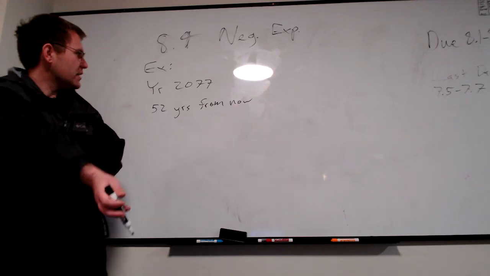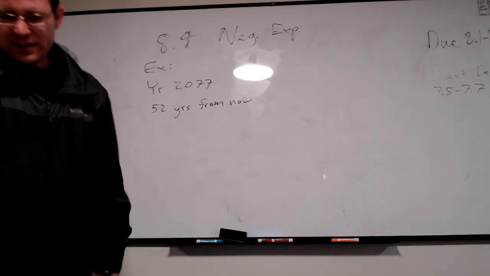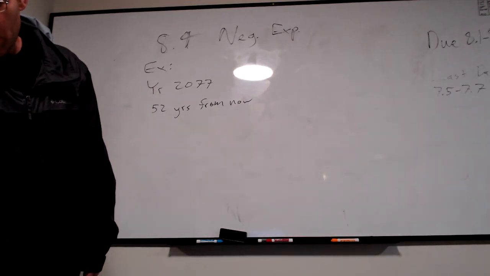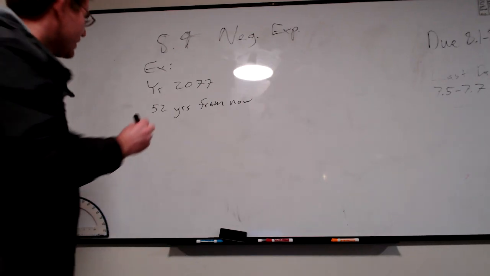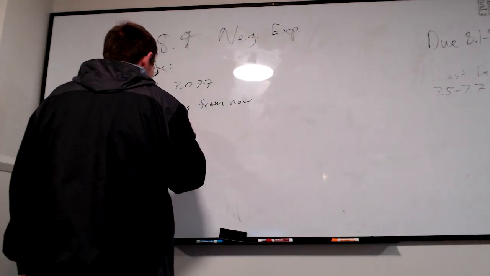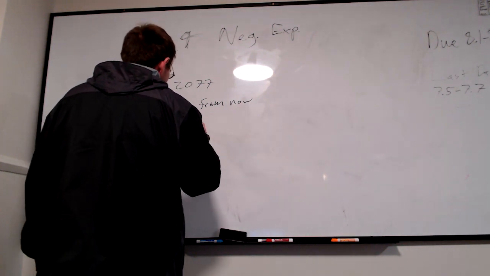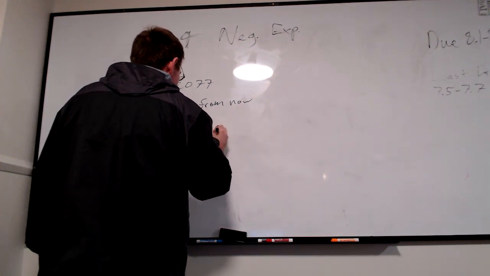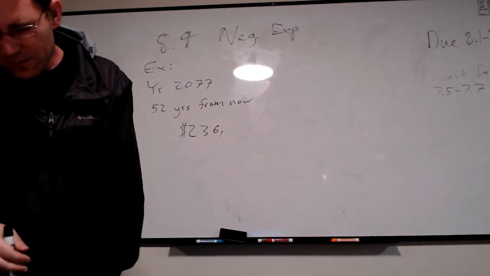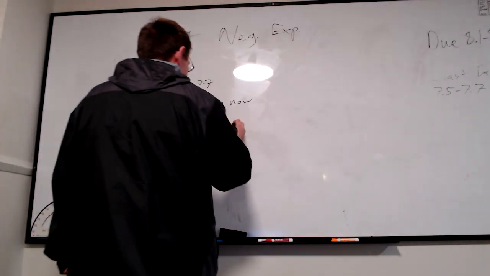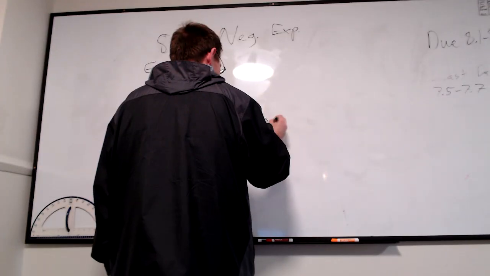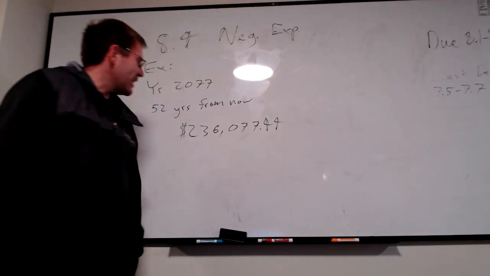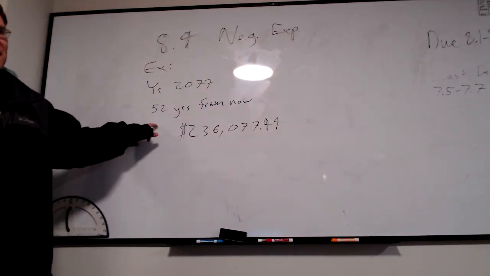Okay. So anyway, we've got 2077. Her account is currently worth a lot of money. Okay, not that much money, but quite a bit of money. $236,077. Going down to the penny. Okay, and 44 cents. But remember, this is 52 years from now.